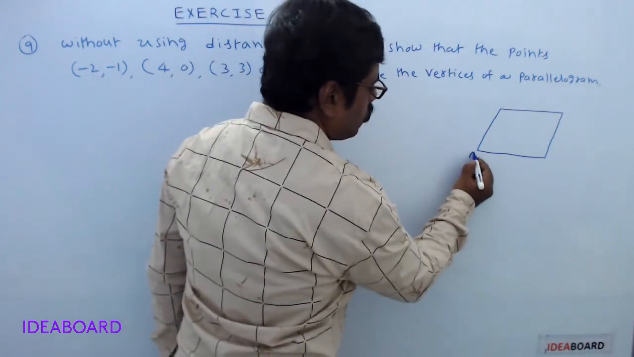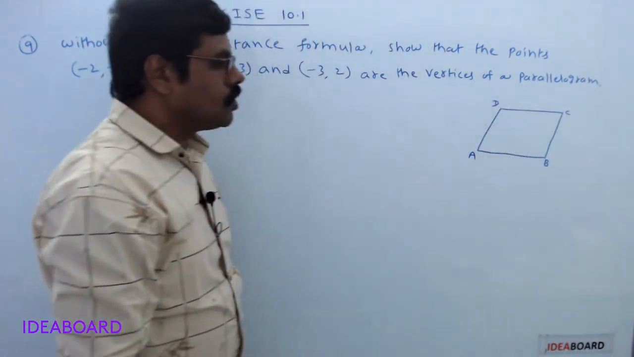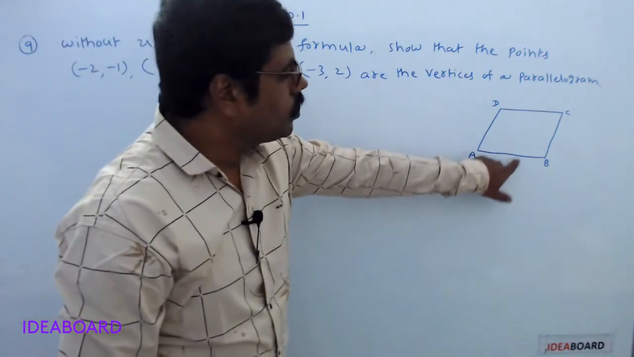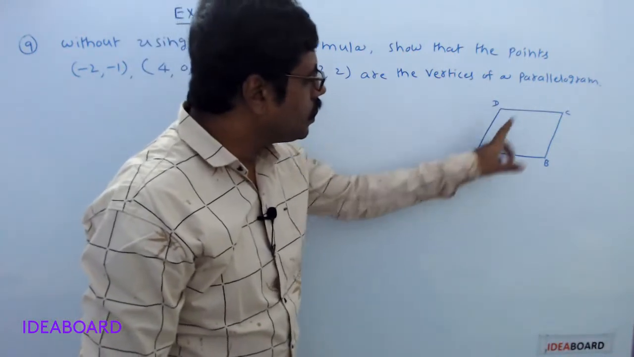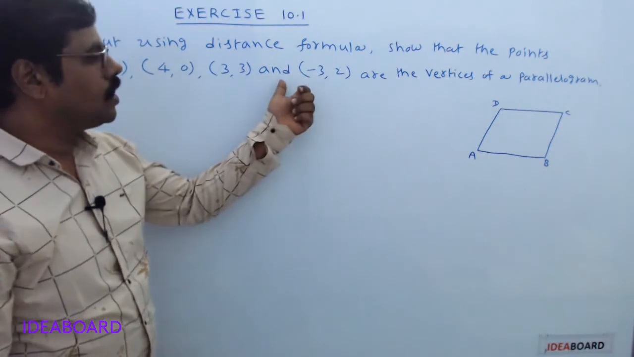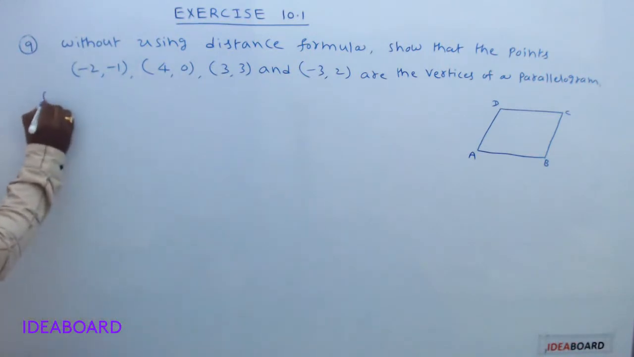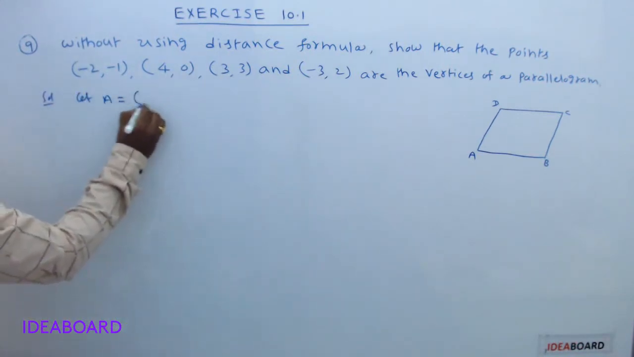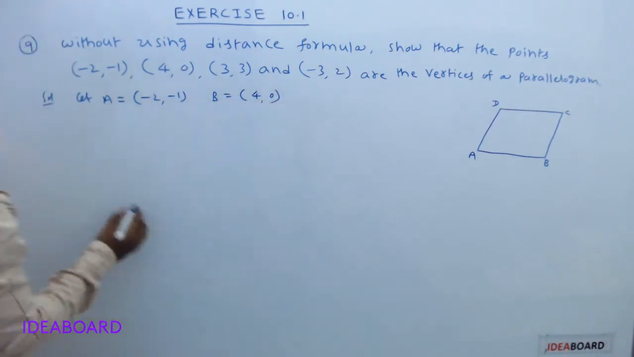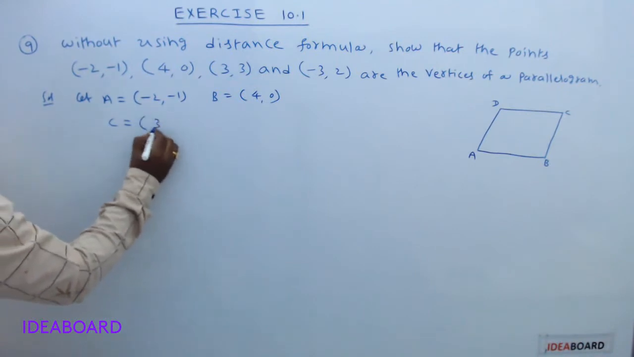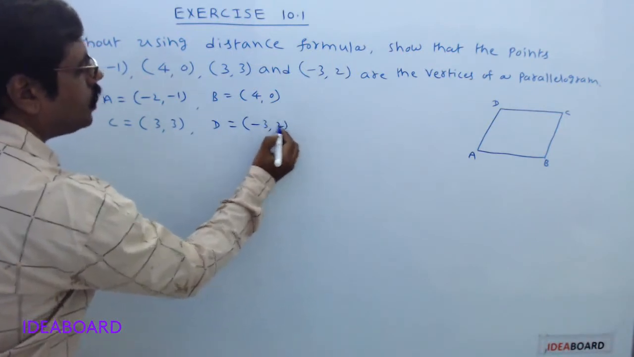Suppose vertices of the parallelogram are A, B, C and D. So if you look at the diagram, opposite sides are parallel. That means AB and DC are parallel, AD and BC are parallel. First take the given vertices as A, B, C and D. So let A equals (-2, -1), B equals (4, 0), C equals (3, 3), D equals (-3, 2).